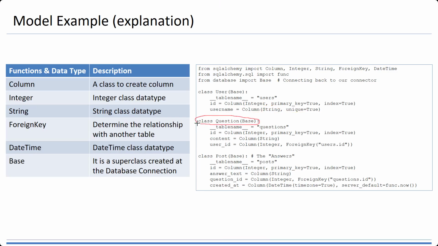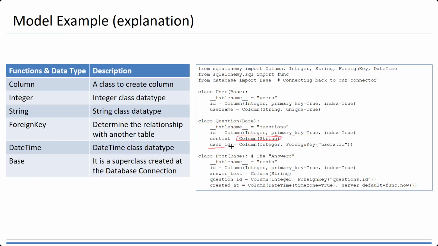Next is the class Question. We also inherit from the superclass Base. And for the table name, I'm going to use questions. The ID is a column where the data type is integer, and this is a primary key. And let's just use the indexing, just using number 1, 2, 3, 4, 5, and so on. The content will be a column. I just declare that this is a string, so I don't need to define any other thing.